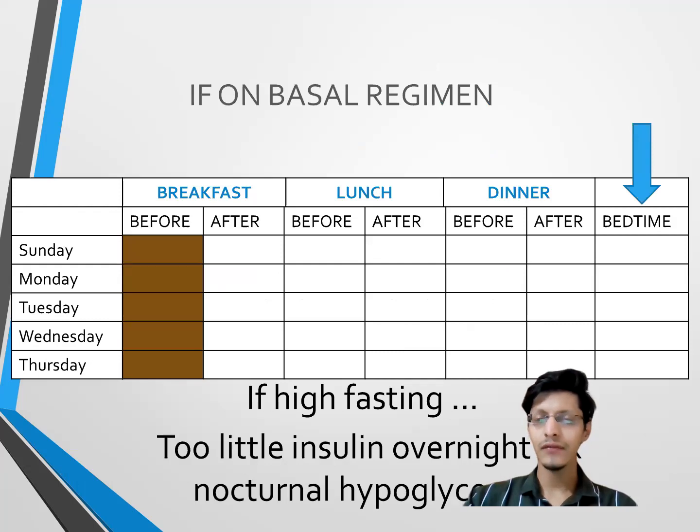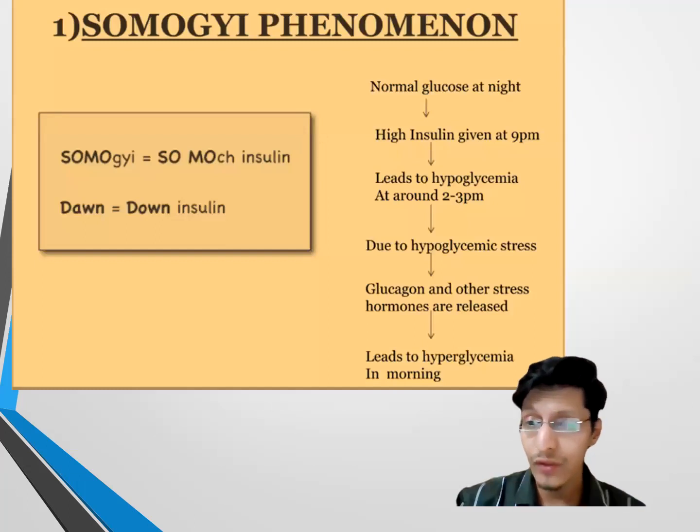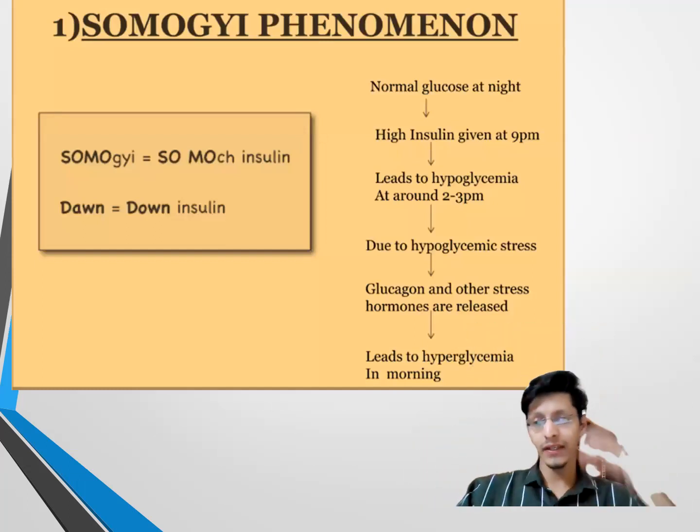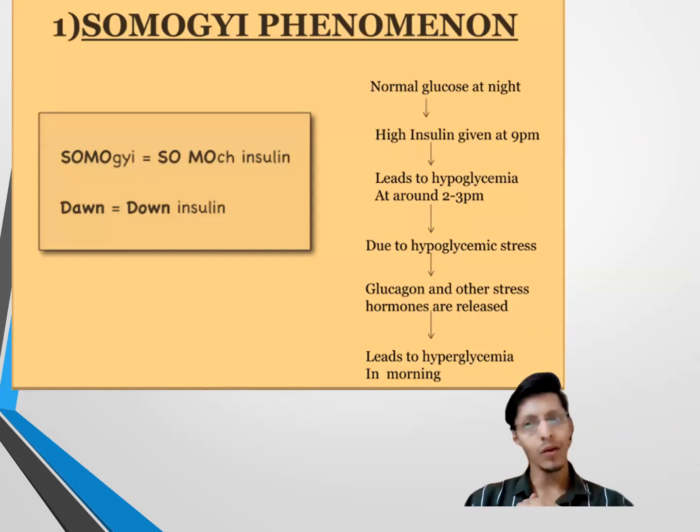So this is if on a basal insulin at the bedtime. So now we have two effects. One is a Somogyi effect and one is a dawn phenomenon. So what is a Somogyi effect? There was a normal glucose, insulin at night. High dose of insulin was given at night. What will happen? There will be hypoglycemia at 2 to 3 a.m. And due to hypoglycemic stress, there will be a glucagon release.